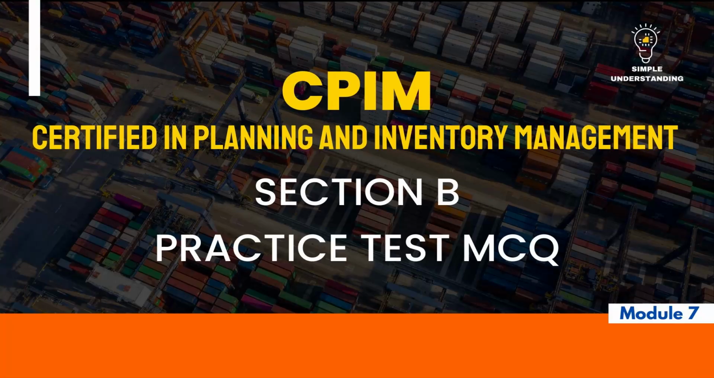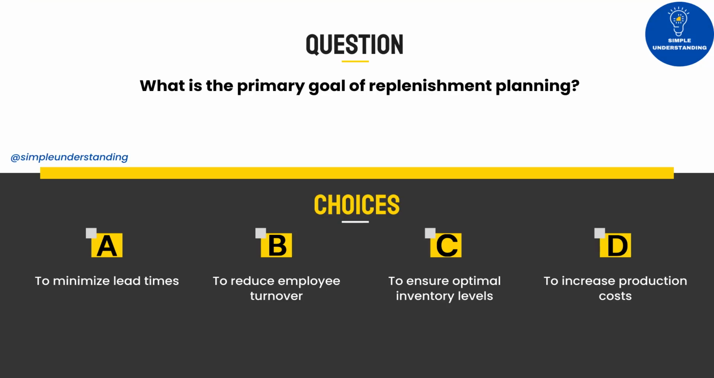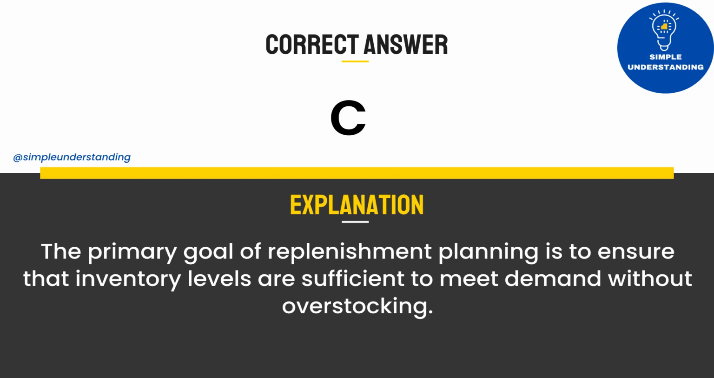Practice test for Section B, Replenishment and Order Management. 1. What is the primary goal of replenishment planning? A. To minimize lead times. B. To reduce employee turnover. C. To ensure optimal inventory levels. D. To increase production costs. Correct answer: C. Overall explanation.